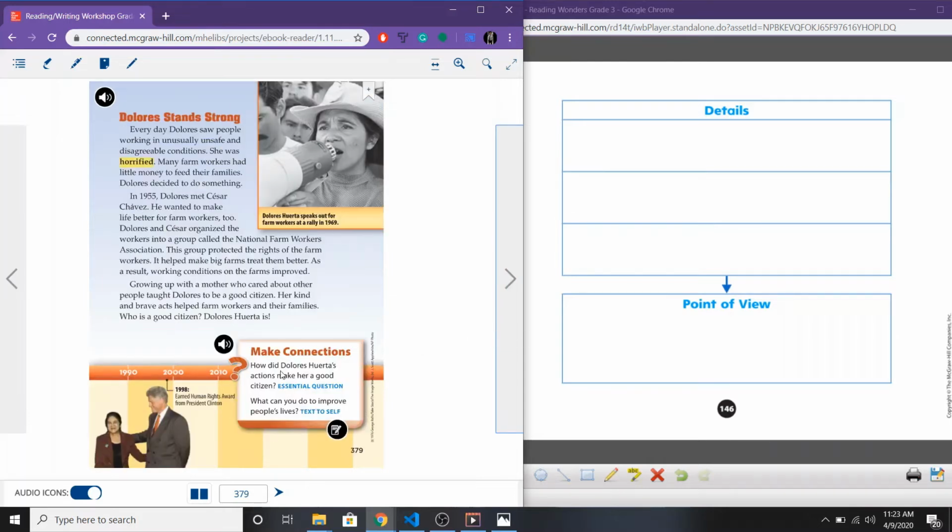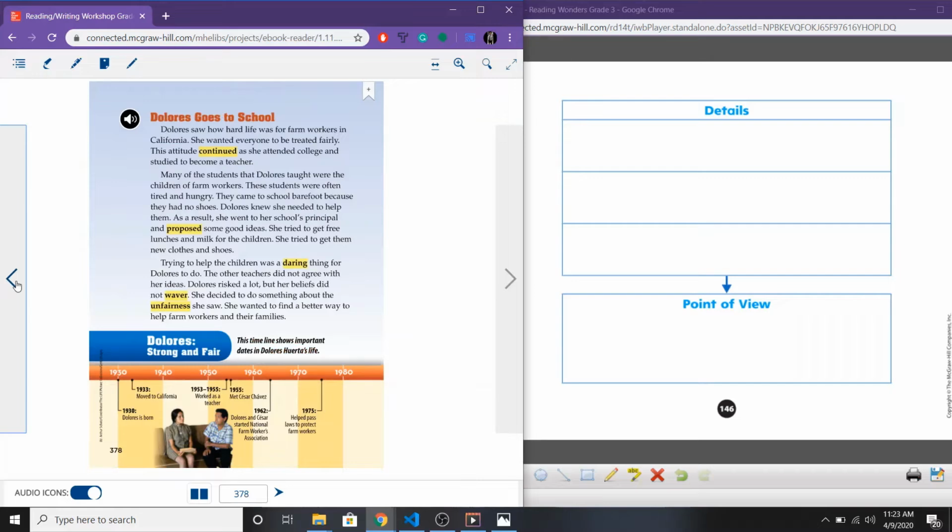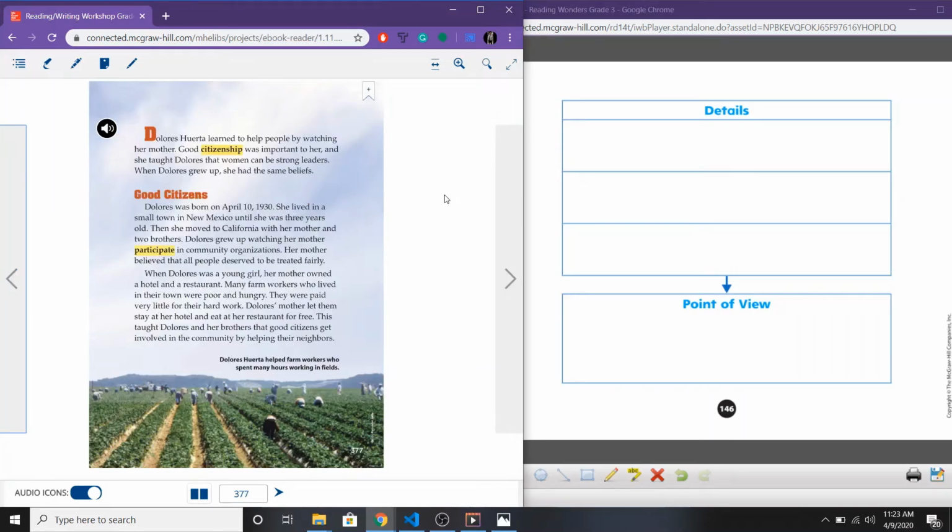I've got the rest of my timeline down here. I see another picture with a little caption. And I also see a sidebar here that might have a couple questions that give you a clue about the author's point of view about Dolores. So let's go ahead and we'll start breaking this down. I don't know about you, but I know I certainly have a prediction for how I think the author feels about her just by looking at those text features.